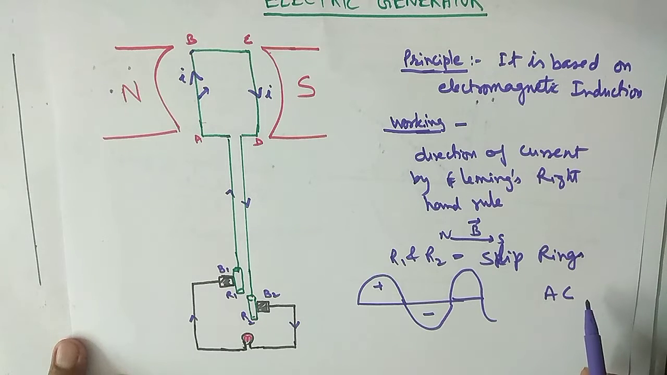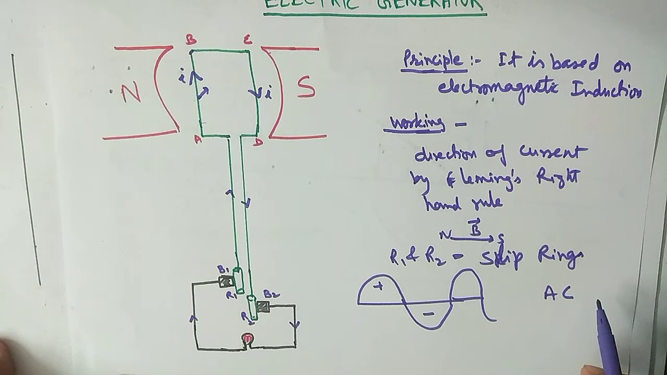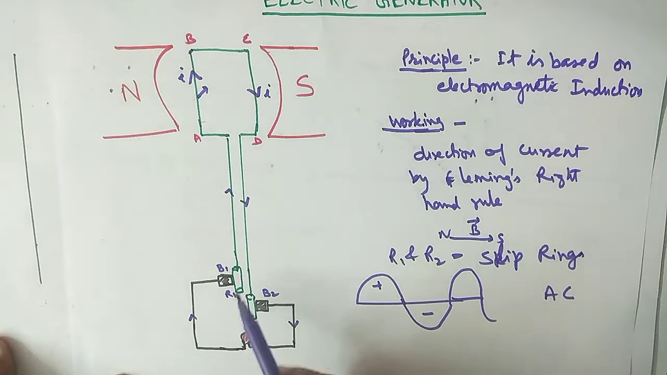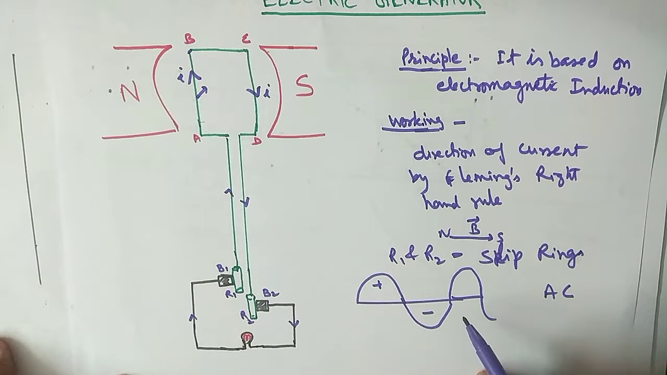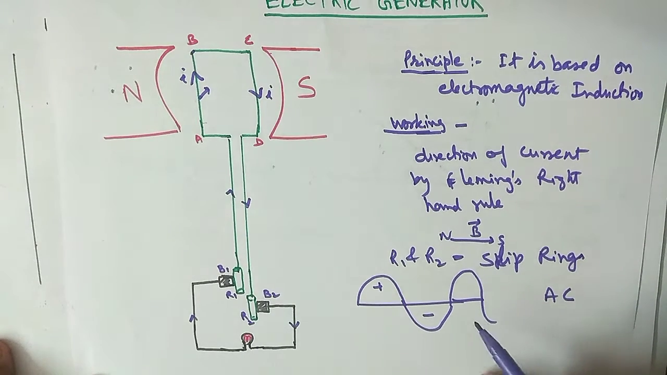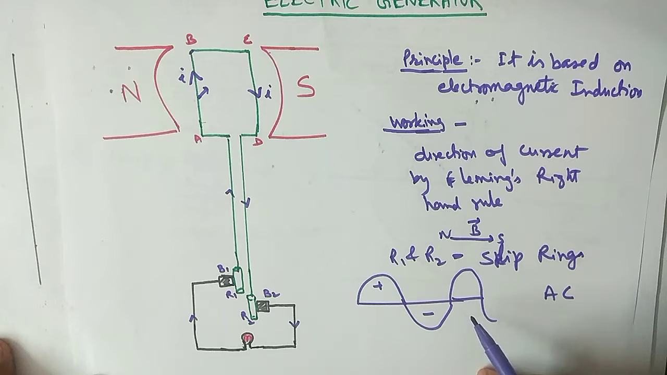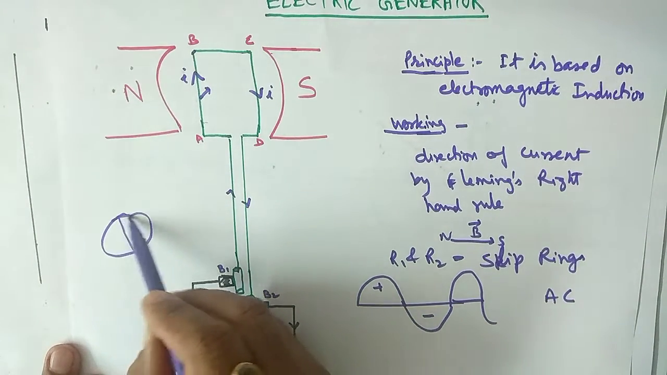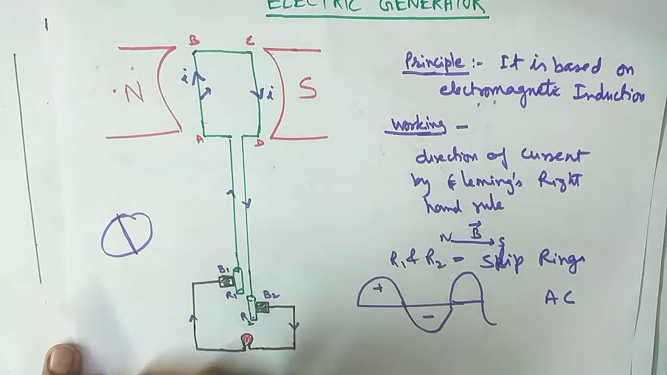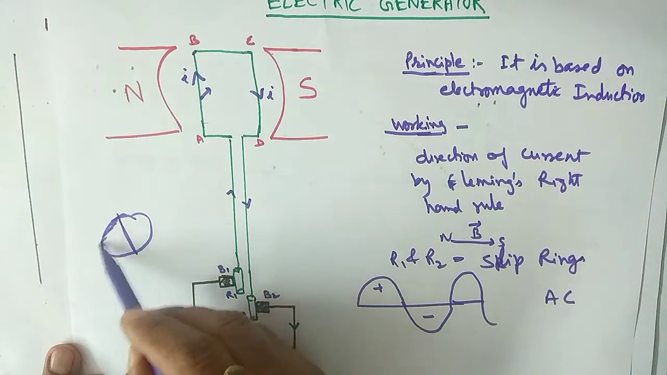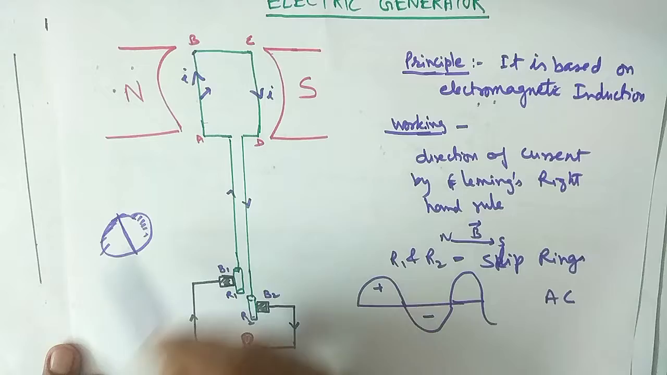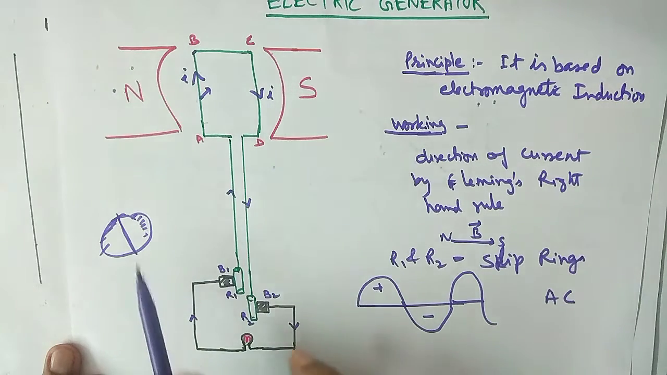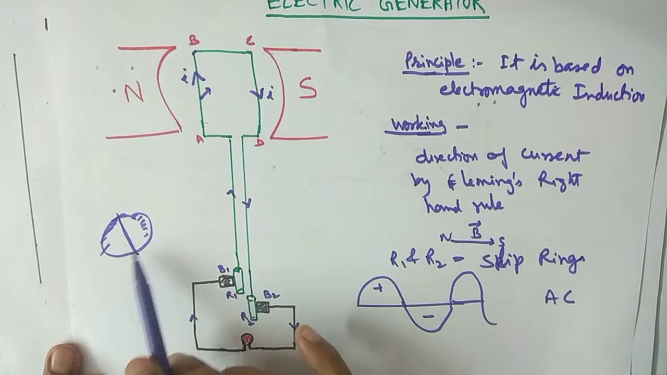So this is the working of the electric generator, the AC generator. Now to get the output as a DC current, what will we do here? If we replace R1 and R2, that is the slip rings, by the split rings, as we have used in the case of the electric motor. These were the split rings, where a ring is cut in half on both sides. This is the split ring, the commutator.